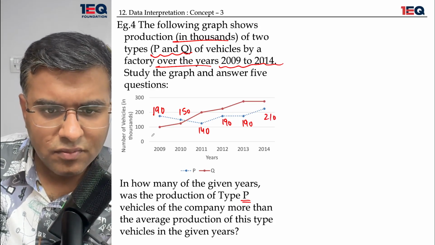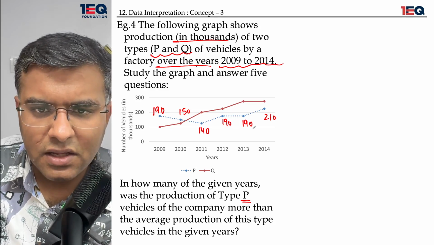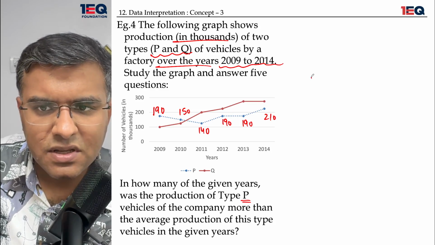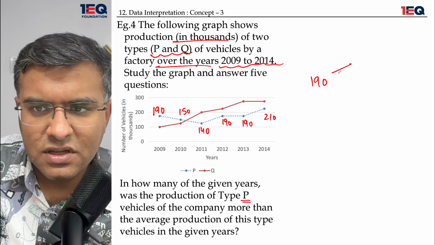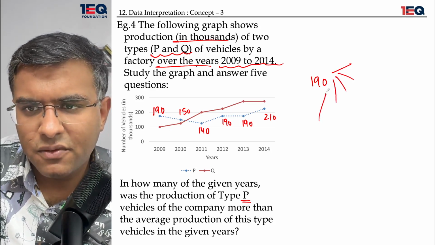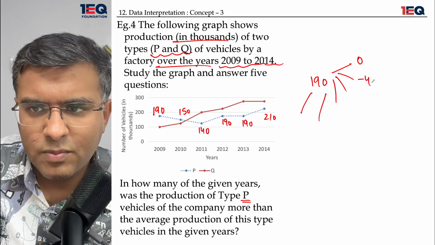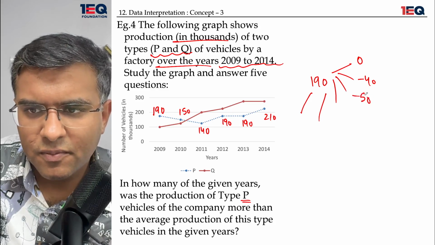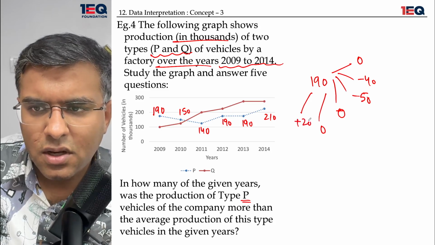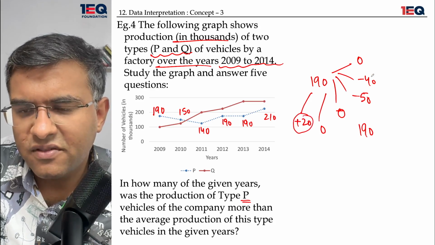So if I add all of them up and find the average, I have 190 how many times? 3 times. I'm assuming 190 to be the average. And how many instances do we have? We have 6: 1, 2, 3, 4, 5 and 6. For the first instance, there is zero deviation. There is minus 40, minus 50. There is again zero deviation, and plus 20.